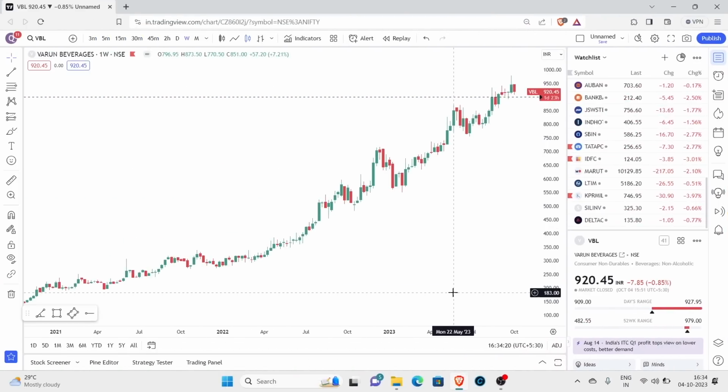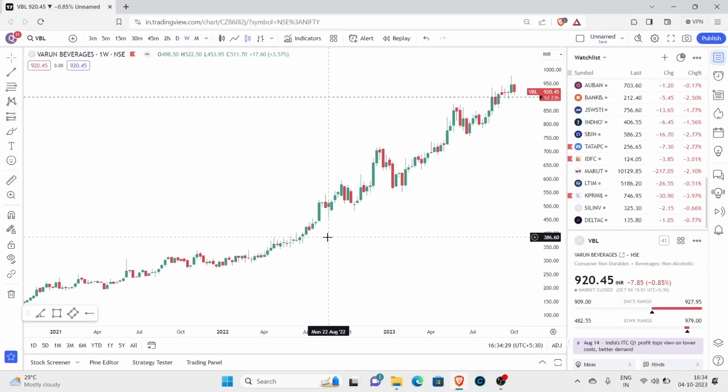Now I'm going to give you some examples of stocks, how you can try to identify them and how you can plan your trade. Now let us try to understand how we can plan our trade with some case studies. Here I have opened the chart of Varun Beverages Limited, and you can see that this stock is clearly in a very strong momentum.